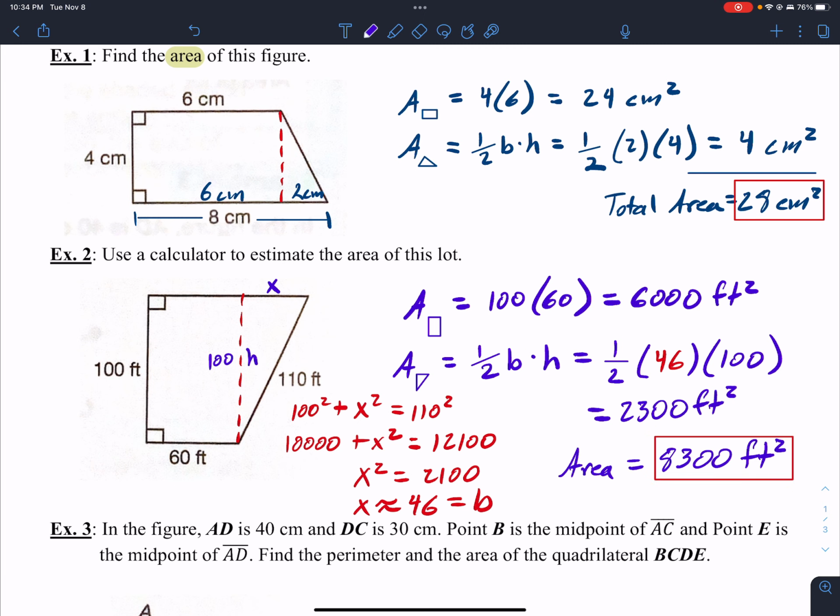All right. I want to pause the video here for these two examples. The next two examples are going to be on the next video.